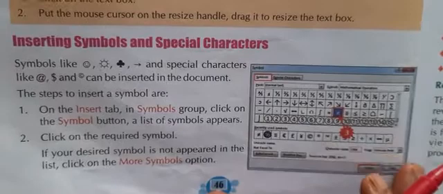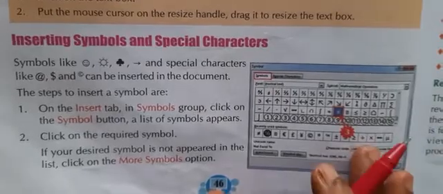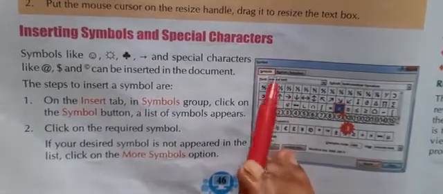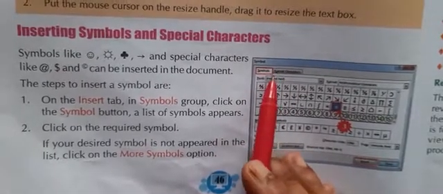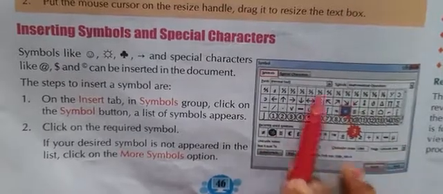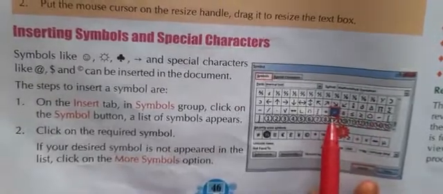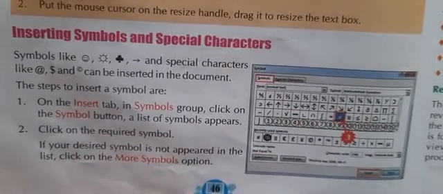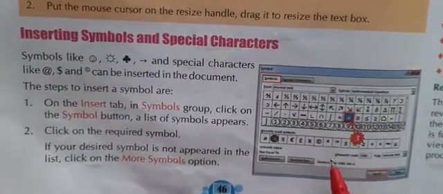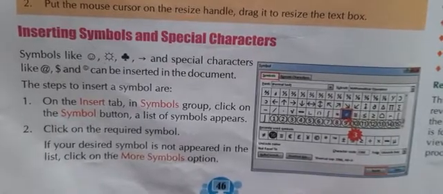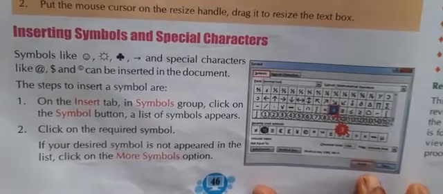To insert a symbol, we will go to the Insert tab. Then after clicking on the Insert tab, we will go to the Symbol group. Then we will go to the Symbol button. Then a list of symbols will appear. Then we can select any of the required symbols. And suppose our desired symbol does not appear in the list, we can click on More Symbols.